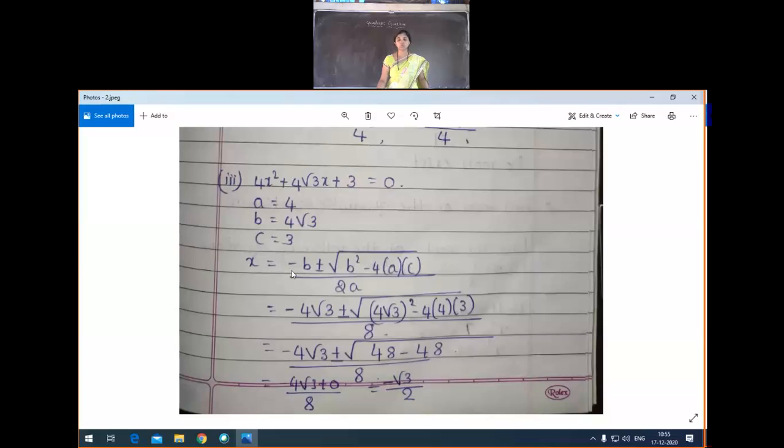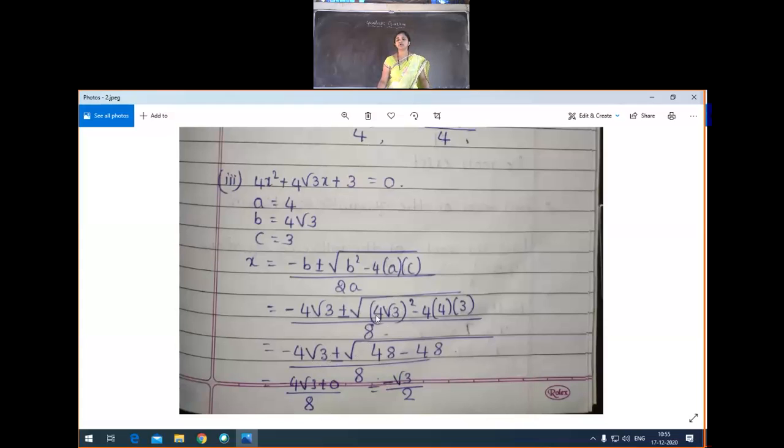Then x is equal to minus b plus or minus square root of b square minus 4ac, by 2a. Just substitute the values. Minus sign as it is, b value is 4 root 3, so plus or minus square root of 4 root 3 whole square minus 4 into a value 4, c value 3, divided by 2 into a value 4, 2 4s are 8. Next step. Minus 4 root 3 as it is, plus or minus.